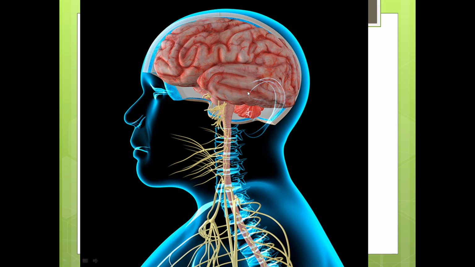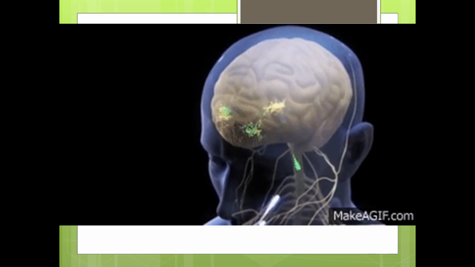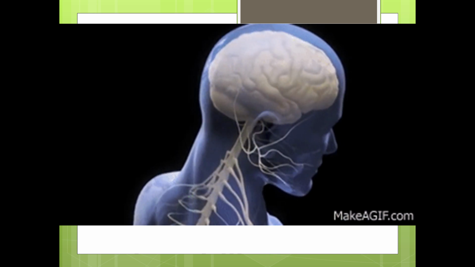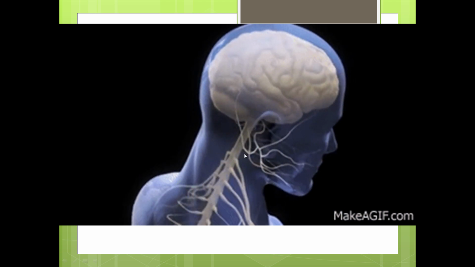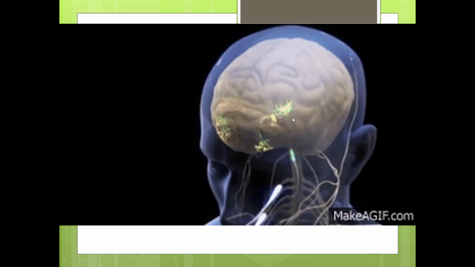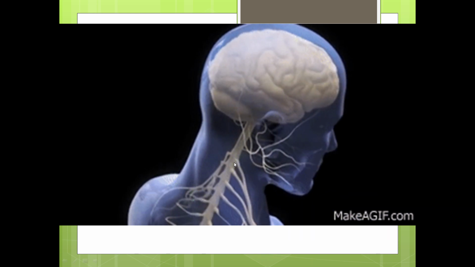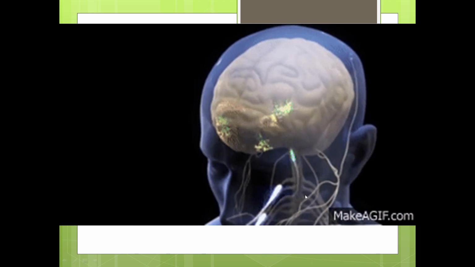In this diagram, it is very clear how the spinal cord is protected by the vertebral column and how the brain is protected by the skull, bony skull. A number of nerves are connected to the brain, 12 pairs, and 31 pairs of nerves are connected to the spinal cord.